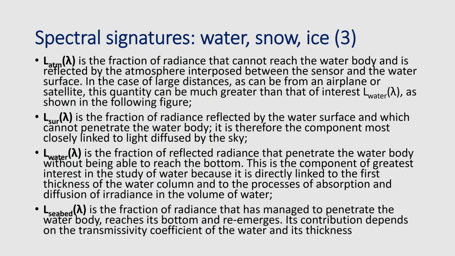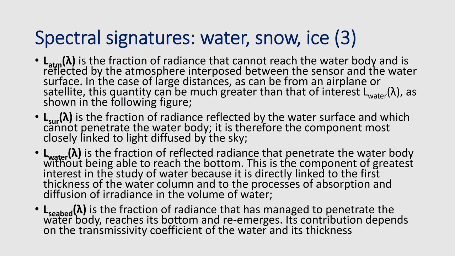And again, if we are considering the last component, the L seabed, again a function of lambda, this quantity is the fraction of radiance that has managed to penetrate the water body, reaches its bottom, and re-emerges. Its contribution depends on the transmissivity coefficient of the water and its thickness, of course. And of course, the transmissivity coefficient, the tau coefficient, should not be 0, it is more than 0, and the thickness of the water is very thin, a few centimeters.